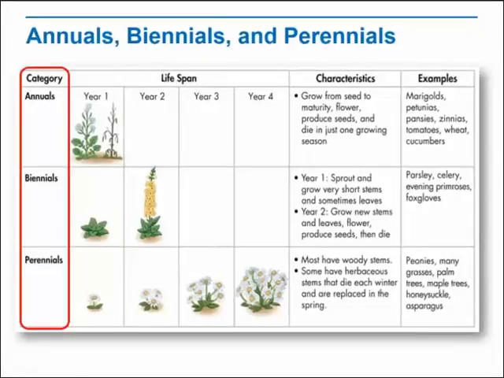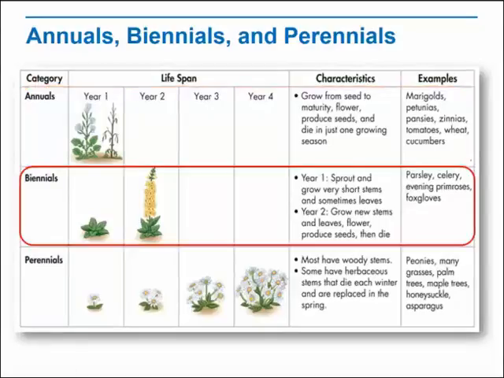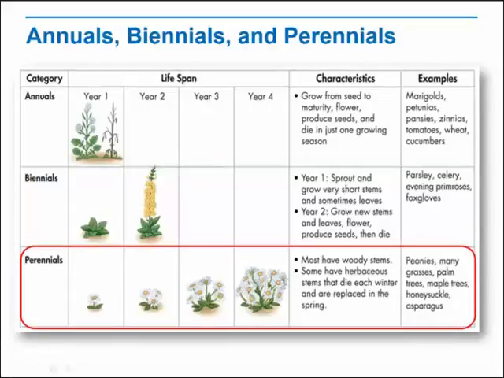Which flowering plant completes its life cycle in 1 year? Those are annuals. Which flowering plant completes its life cycle in 2 years? Those are biennials. And which flowering plant lives year after year? Those are perennials.